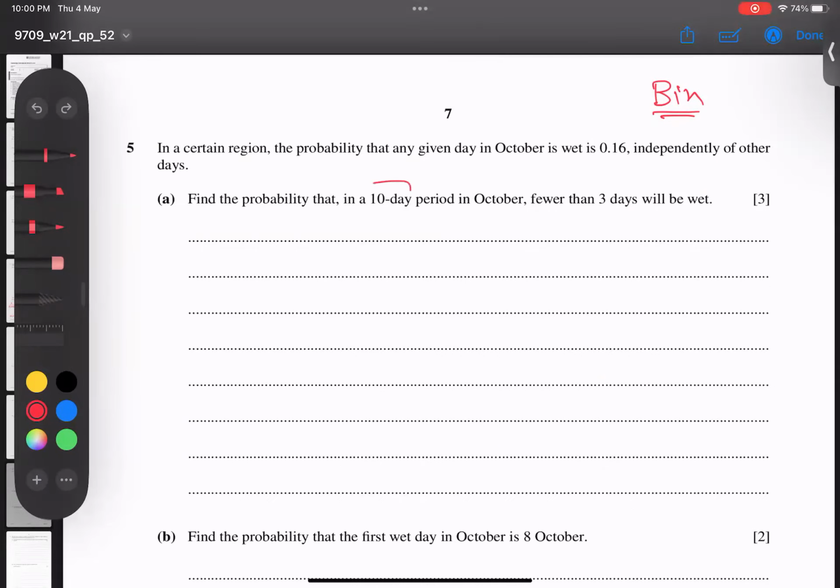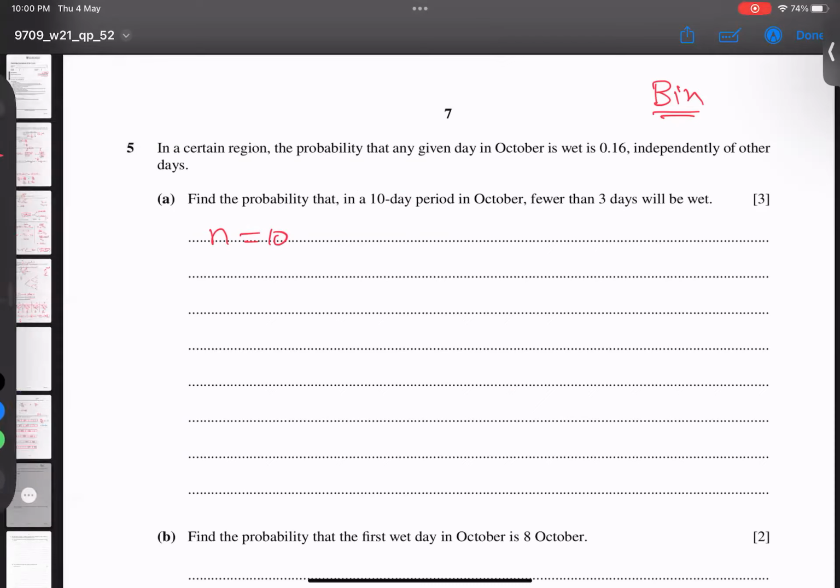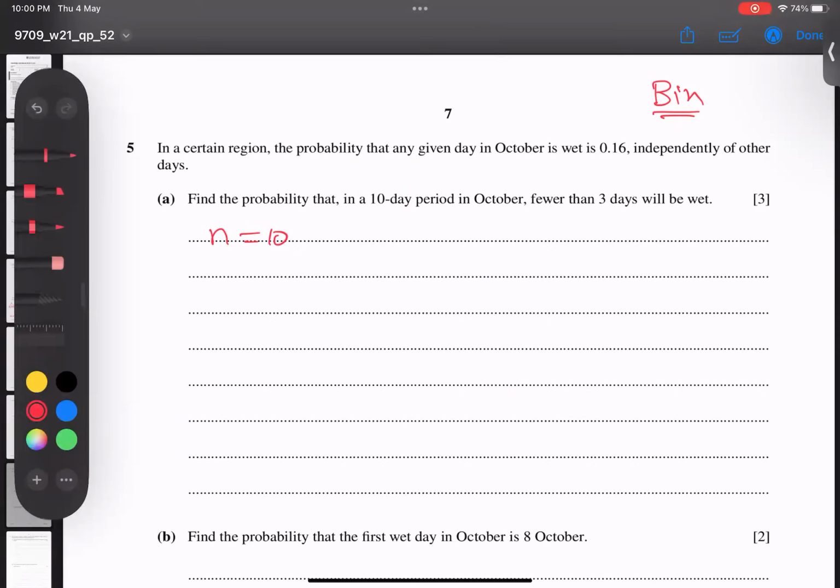So the sample is 10, n is 10, given. And he said fewer than three. So fewer than three is mentioned very clearly. So the R value is fewer than three. It means R is 0, R is 1, and R is 2. We have three options available here.